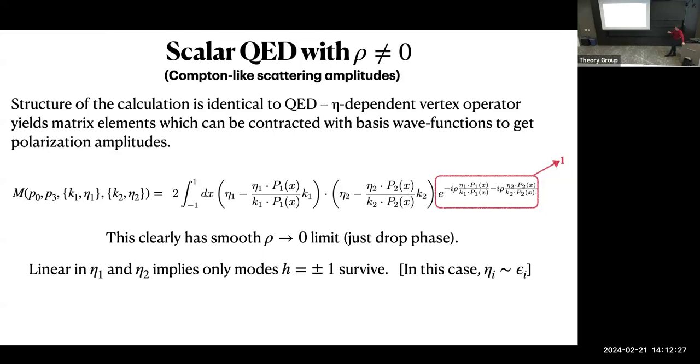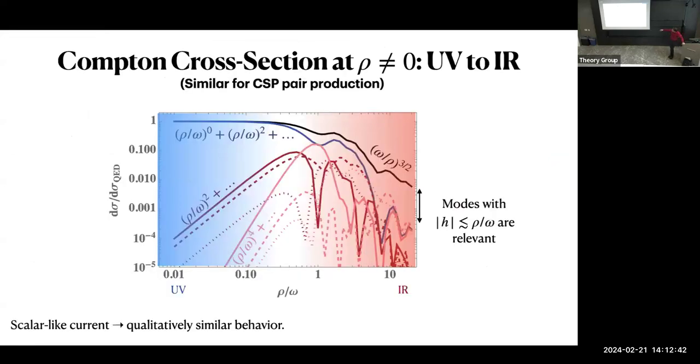Perhaps. So this clearly has a smooth rho goes to zero limit. The phase just drops out. And in that instance, only the H equals one mode survives in the amplitude. That just follows from linearity of data. Happy to go through this, but I'll show it to you in a plot. So here's an integrated cross section for the non-zero rho case, normalized to the standard rho equals zero QED. CSP photon matter goes to CSP photon matter. I think shown in this plot is some generic angle like 30 degrees or something.